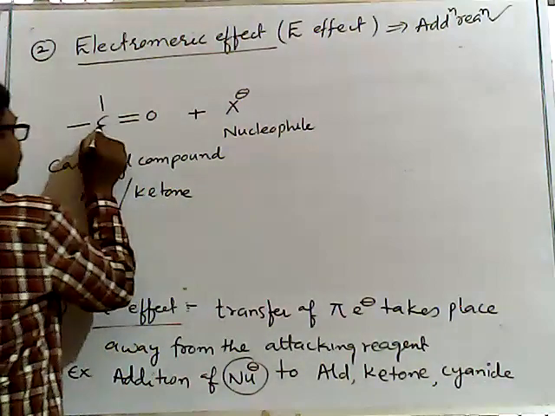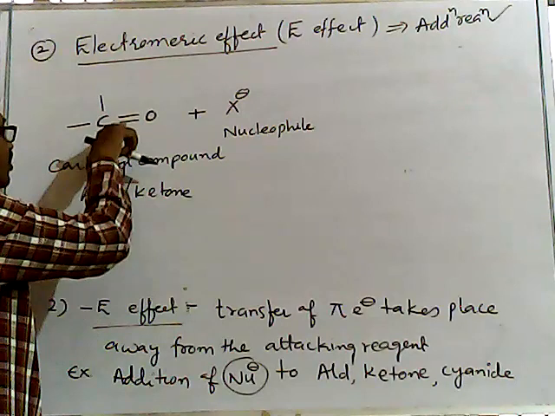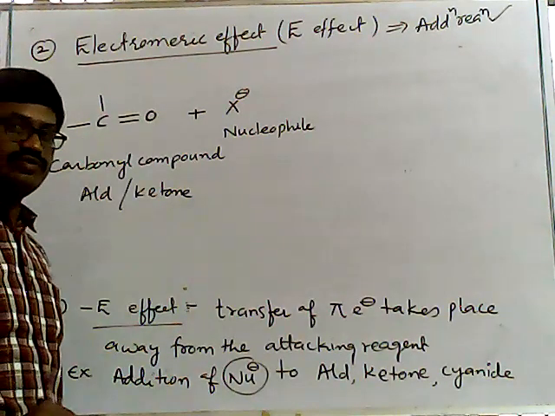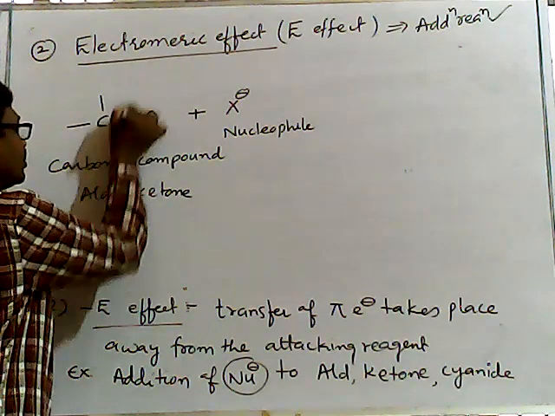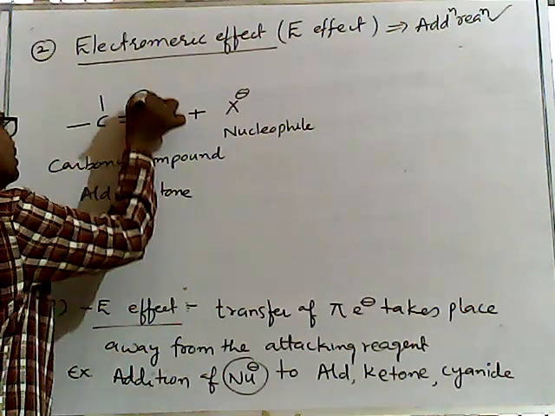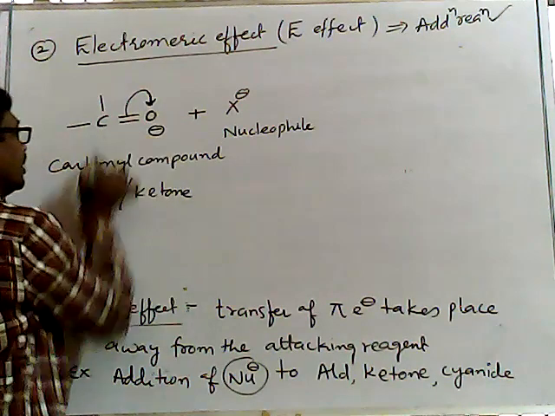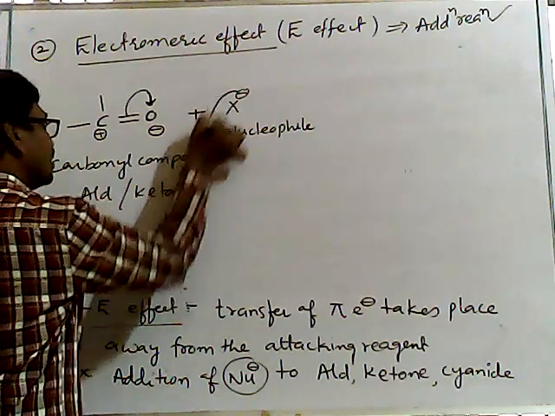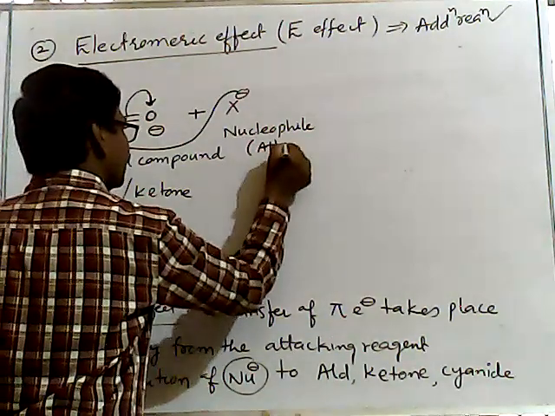See here, between carbon and oxygen there is a double bond. There are pi electrons between carbon and oxygen. You know carbon is less electronegative and oxygen is more electronegative. Because of more electronegativity, this oxygen can take the pi electrons towards itself. These pi electrons move towards oxygen. So oxygen will take a negative charge and carbon will take which charge? Positive charge. Therefore, this negative charge nucleophile is now the attacking reagent.